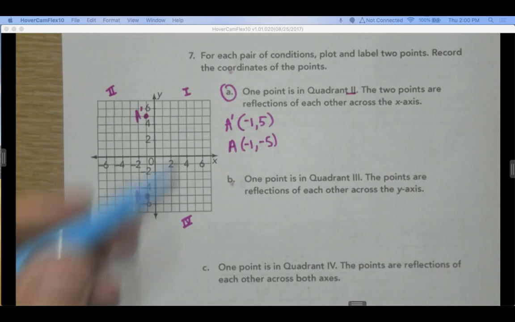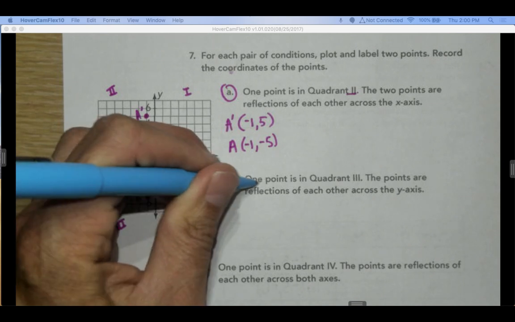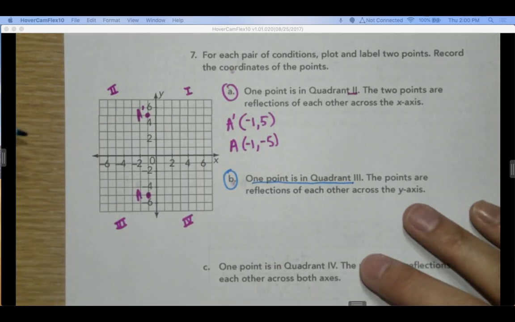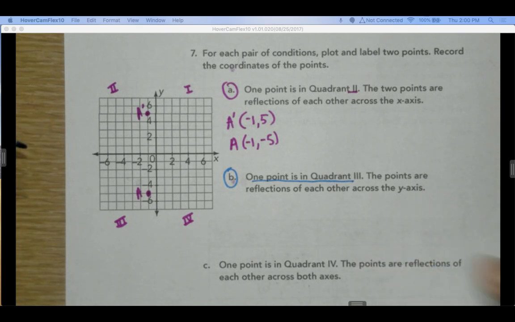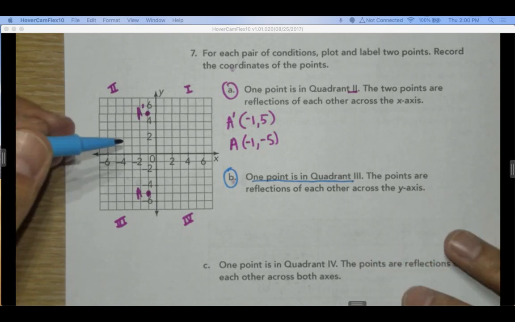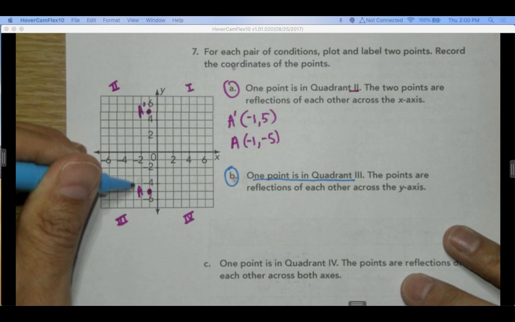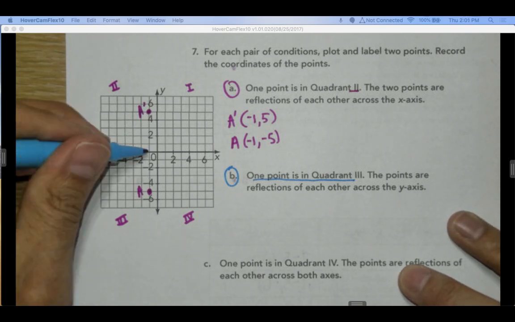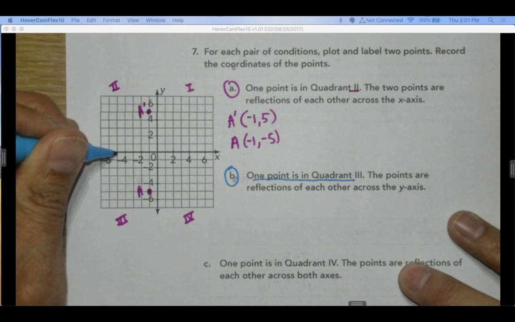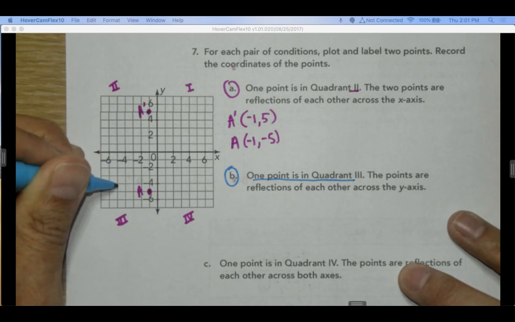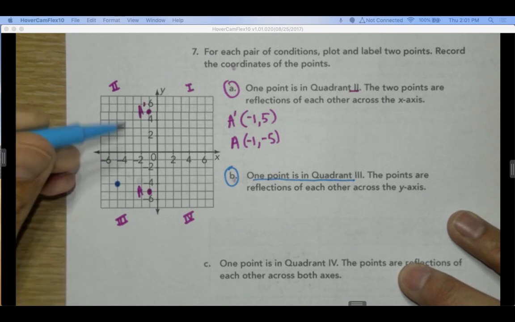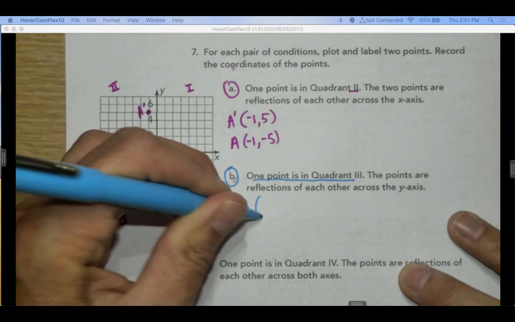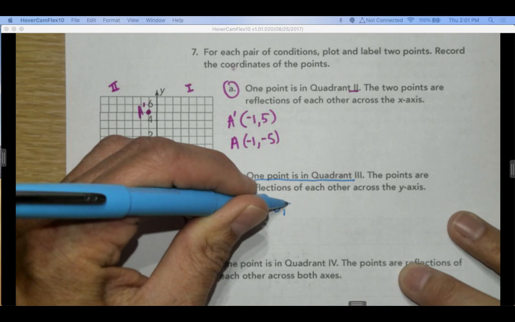Okay? Then I'll switch it to this. B, one point is in quadrant 3. So now I'm going to make it so 1 is in quadrant 3, so somewhere down here. And I'm going to make that one be -5, -4. And so we'll call that one B. And that was -5, -4.